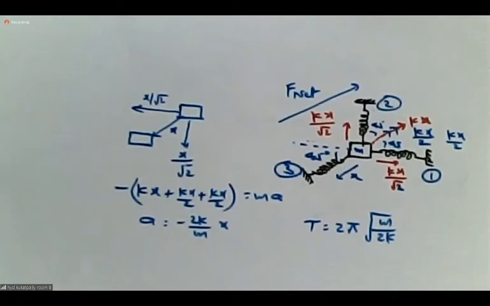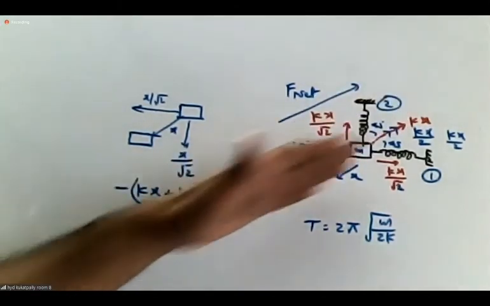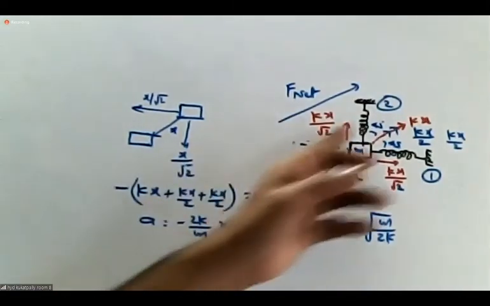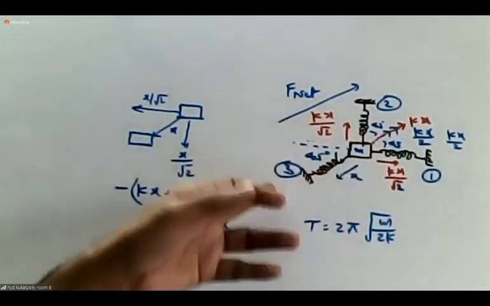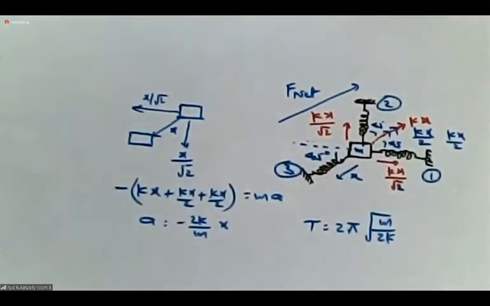Sir, why aren't we taking kx minus kx by 2 minus kx by 2? Displacement is downward, x. Force is acting upward. Displacement is downward, force is acting upward. Okay, sir, so I put the minus sign. Okay. Erase this. Yes, sir. Next.